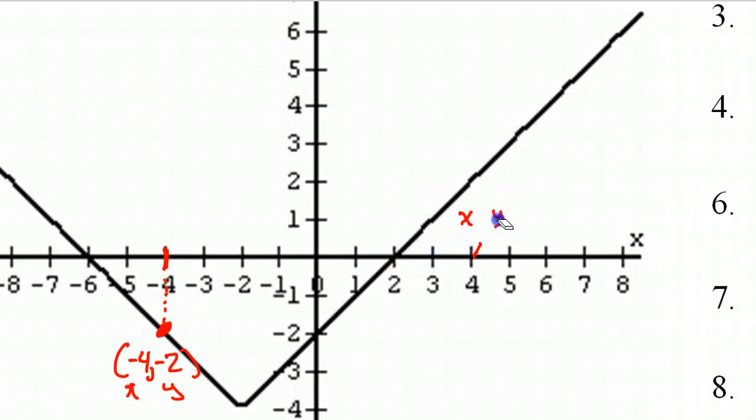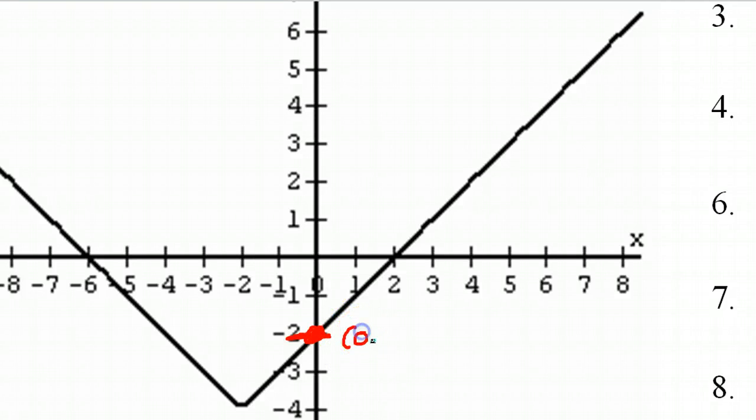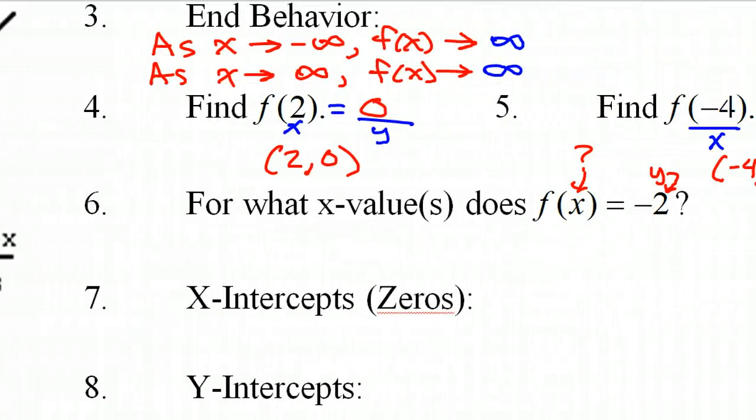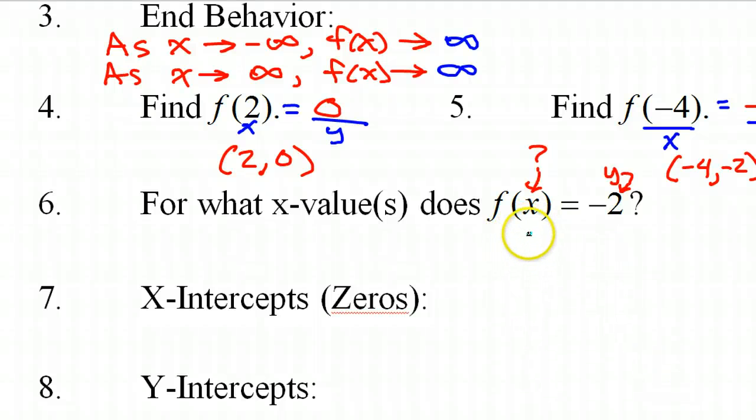Let me just erase some of this stuff. So a y value of negative 2. Here's a y value of negative 2 right here. And the function is right on the line. So at a y value of negative 2, this is the point 0, negative 2. So the x value is 0 at this y value of negative 2. So the x value is 0.